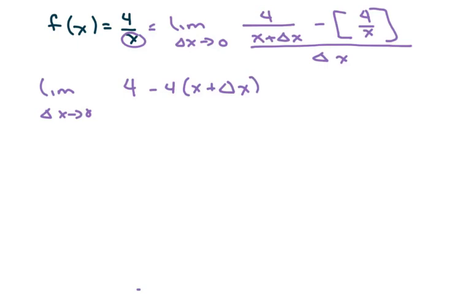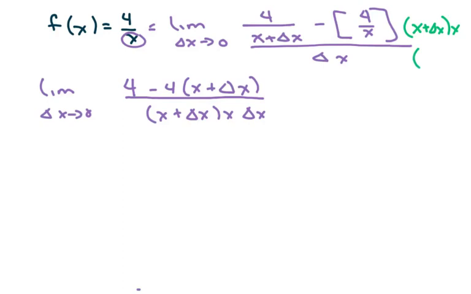And then the denominator is just going to be, I'm bringing this down, x plus delta x times x, which is the common denominator, times delta x. Now, basically what I just did, if you're confused about that, is I multiplied the numerator and the denominator by my common denominator here, which is the common denominator of those two.